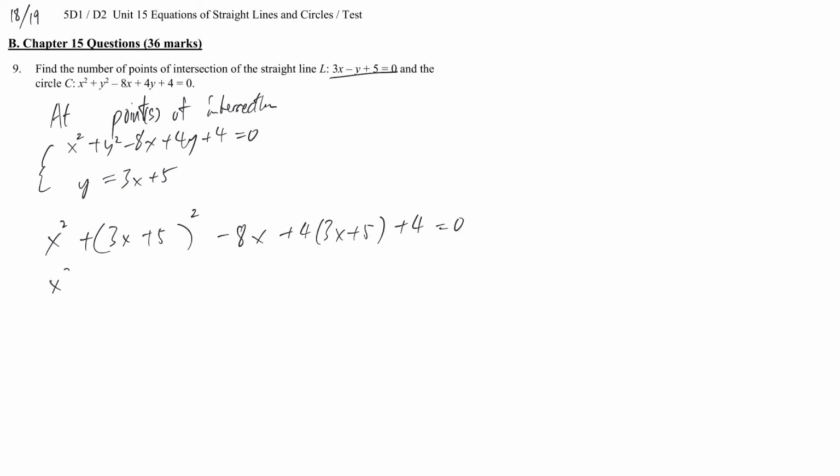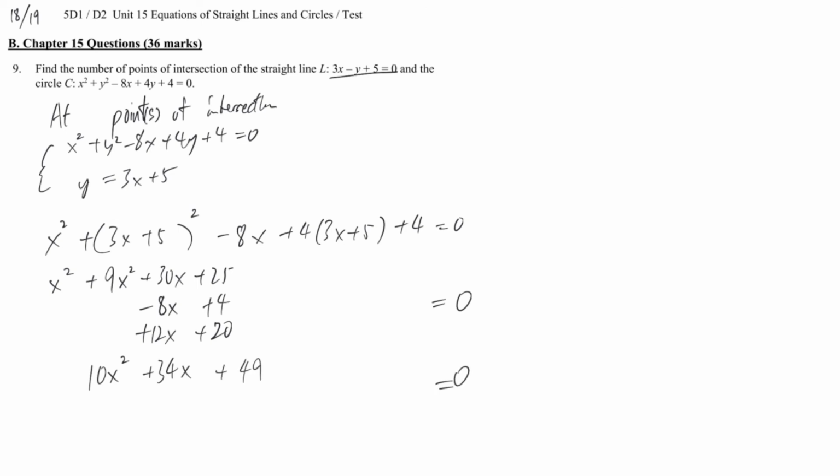Again, I suggest you use multiple rows for this calculation. Minus 8x, in the same column of x term, positive 12x, positive 20, and positive 4. So we have 10x squared plus 34x and then plus 49 equal to 0. Remember, you are not going to find out the position of the point of intersection, so you don't really need to solve this quadratic equation. What you need to know is just how many roots are in this equation.